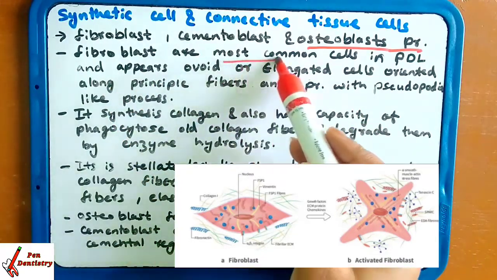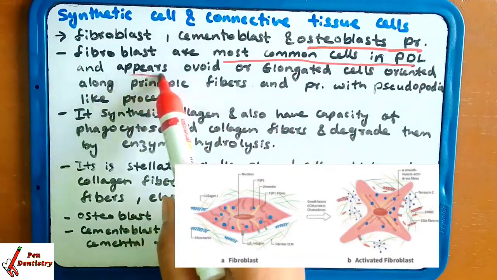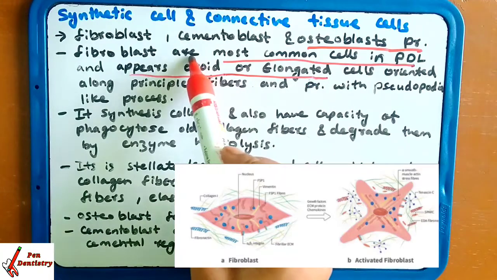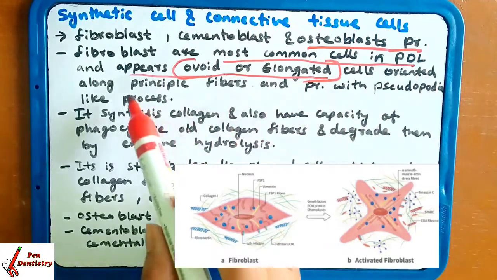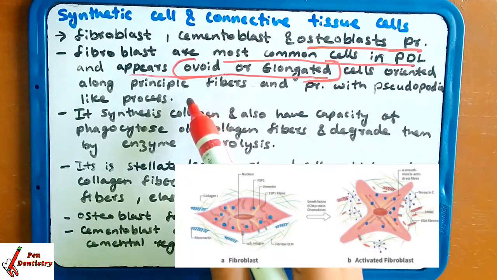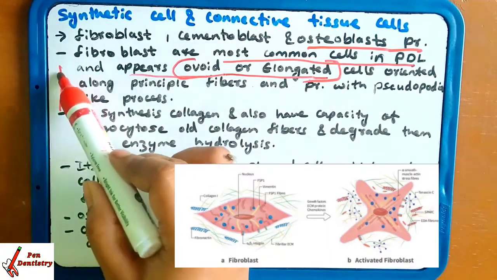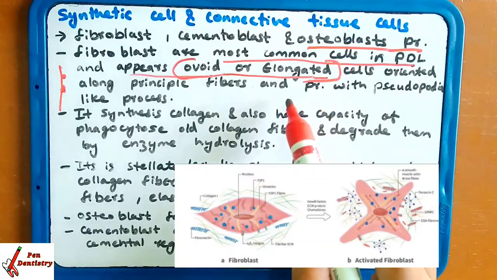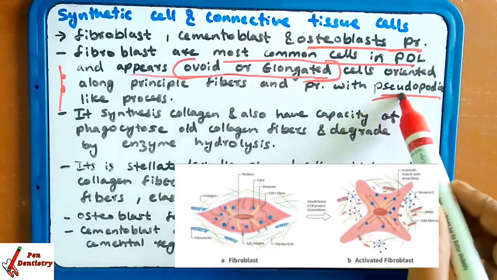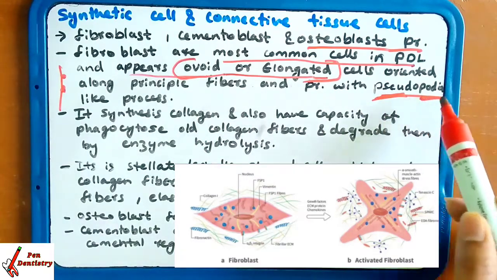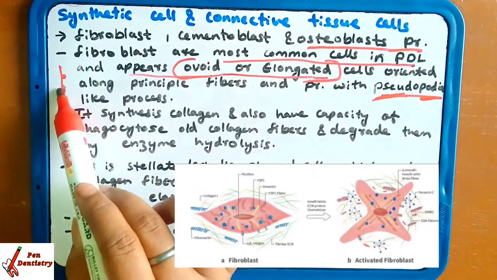Fibroblasts are the most common cells in the PDL. They appear ovoid and elongated. What is the shape of the fibroblast? Ovoid and elongated cells oriented along the principal fibers. That means if this is the principal fiber, then fibroblasts are oriented along with that and are present with pseudopodia-like processes. Pseudo means false, podia means legs. They are present with pseudopodia processes.